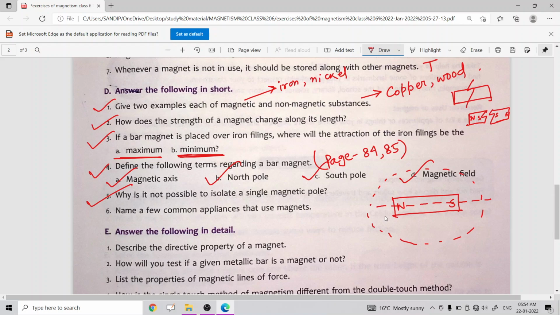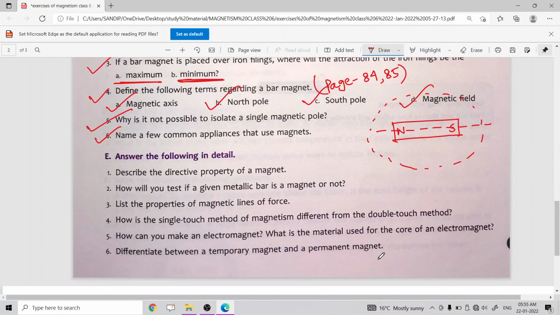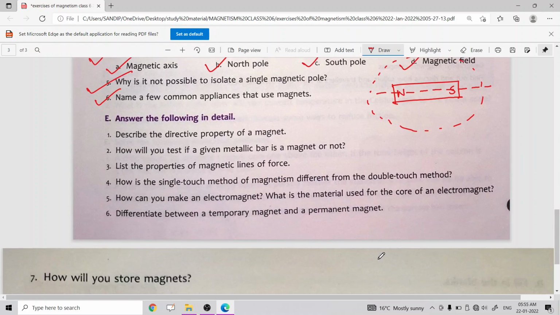Now the next one is question number 6, that is, name a few common appliances that use magnets. Already you know some devices or appliances that are made with magnets, or in which a magnet is used. Suppose you can take magnetic compass, computers, speakers, televisions, ATM cards, credit cards. In these cases we use magnets.